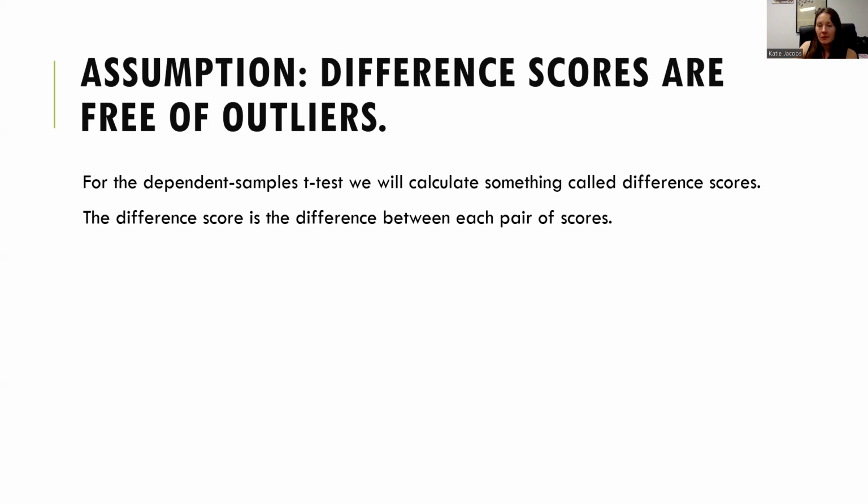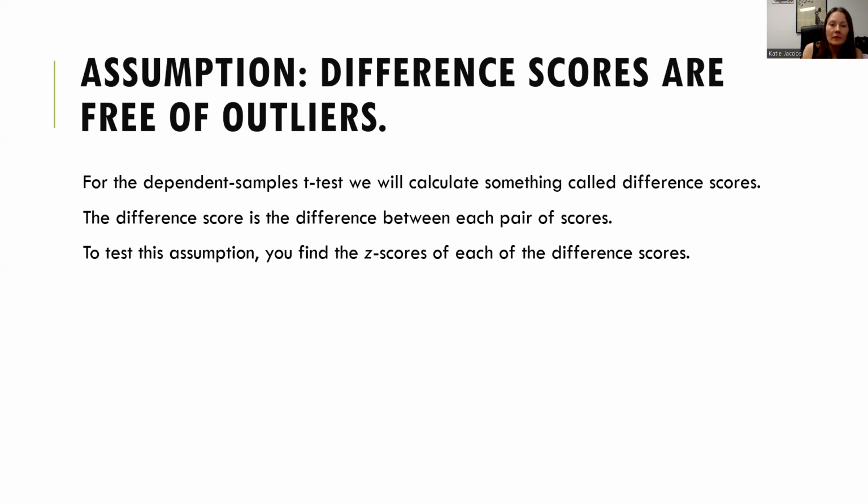Because we know that each of our samples are dependent upon one another, if we have our participants, so let's say participant 1, the difference score would be the difference between their post-test score and their pre-test score. That is a difference score. To test this assumption, we need to find the z-scores of each of those difference scores. So for participant 1, we need to see what the difference between their 2 scores is.